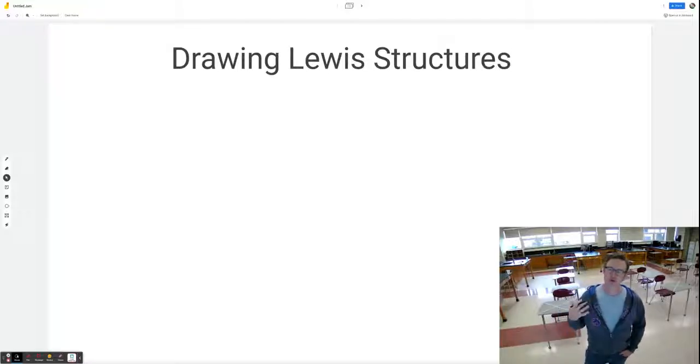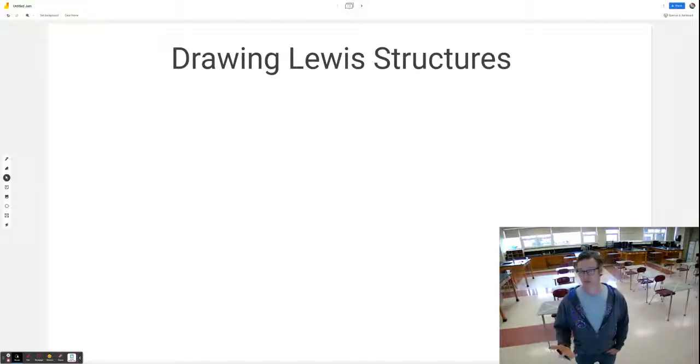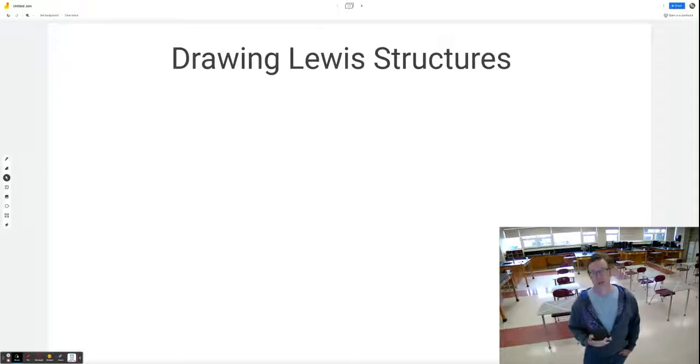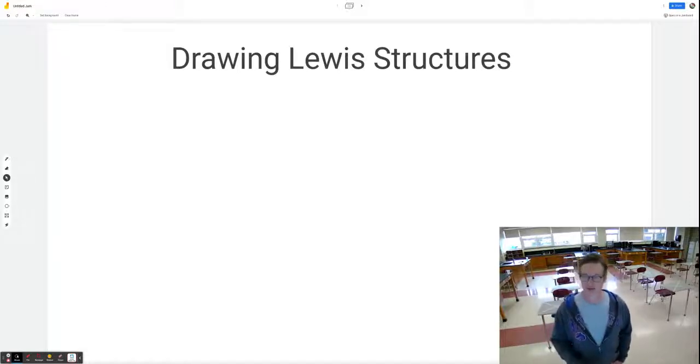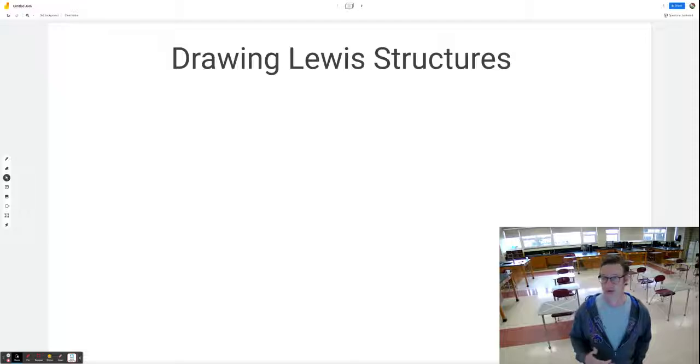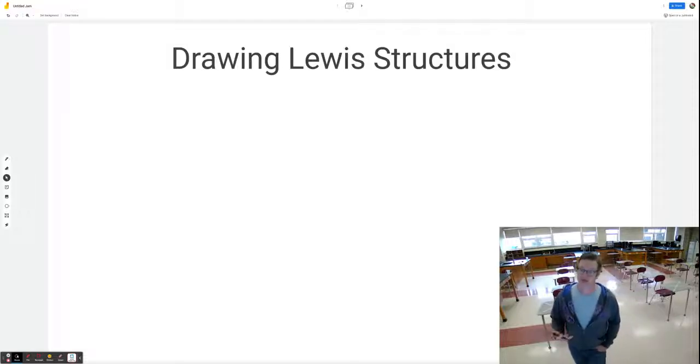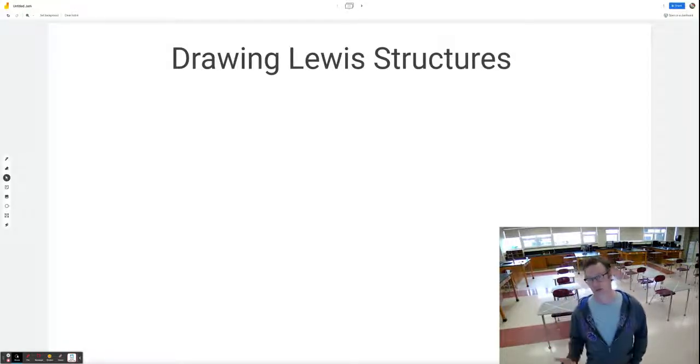So I wanted to go over drawing Lewis structures in a slightly different way than the way I presented in class, which was the NASL method. It's similar to what you saw in another video that I posted, and it doesn't involve as much calculation. The only calculation you need to do is adding up the valence electrons of the atoms in your molecule.